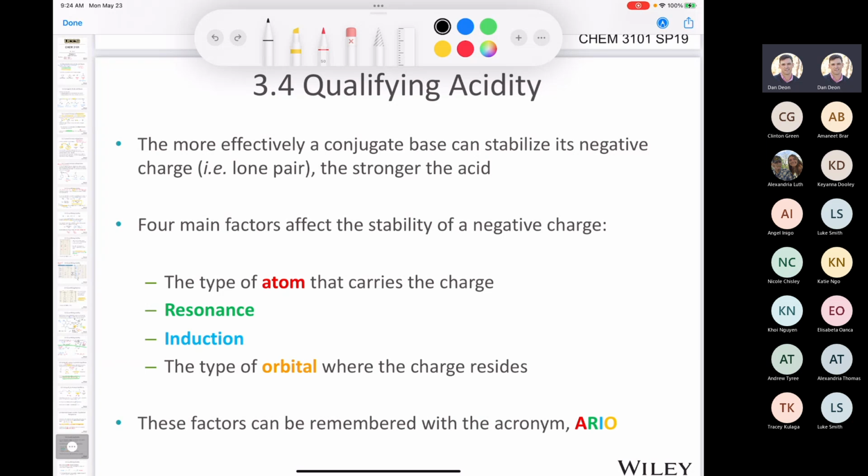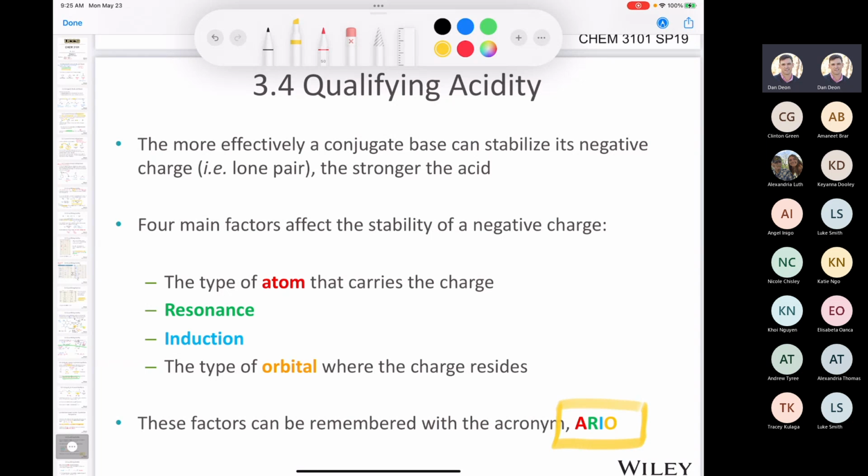And there are four main factors that affect the stability of a negative charge. Number one, the type of atom that carries the charge. Next is resonance, which is something we covered in chapter 2. Then induction, and then the type of orbital where the charge resides. If you put those four factors together, they give you this handy little acronym called ARIO. And you are going to use ARIO on quiz 3.